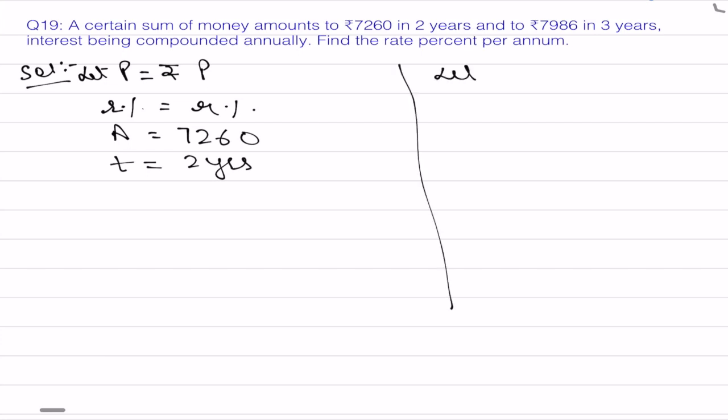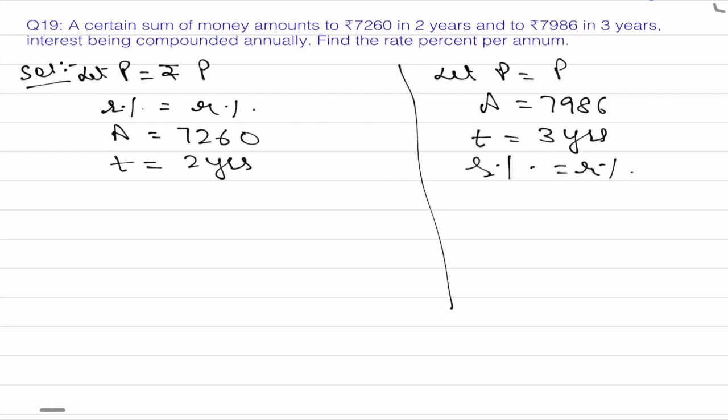Second case is the same principal. It gives rupees 7,986 but the time period is 3 years. Okay, rate percent is also same in both the cases.